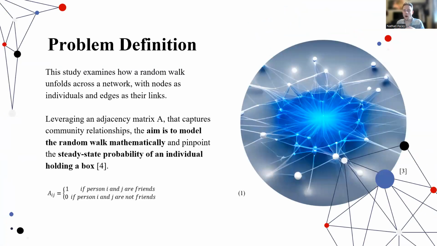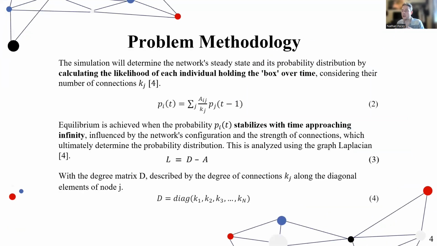So in order to understand the probability of each person getting the box over time, we had to define some mathematics and understand this probability distribution. To start off, we have the adjacency matrix A, where if a node is friends with another node, the value is 1, and if not, the value is 0. This leads us to a probability where we have the adjacency matrix over the number of connections a node has times the previous probability distribution.